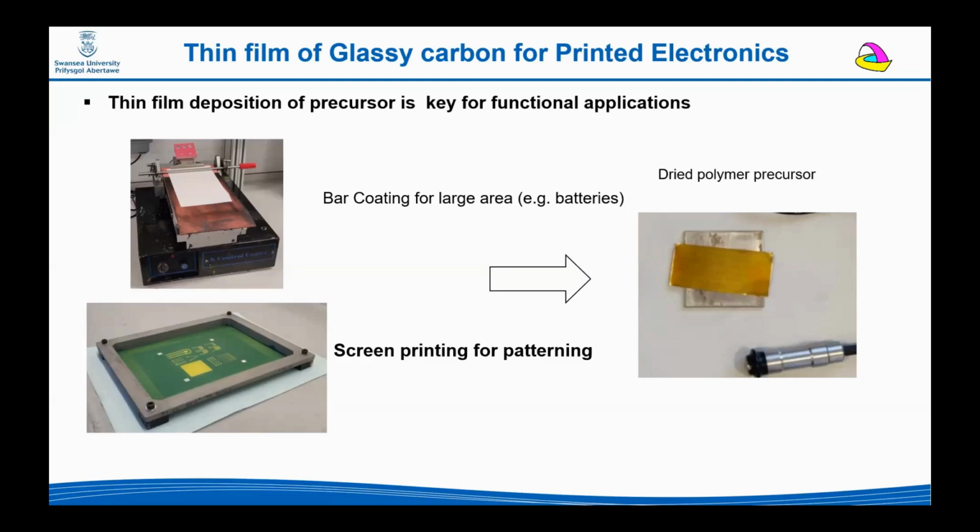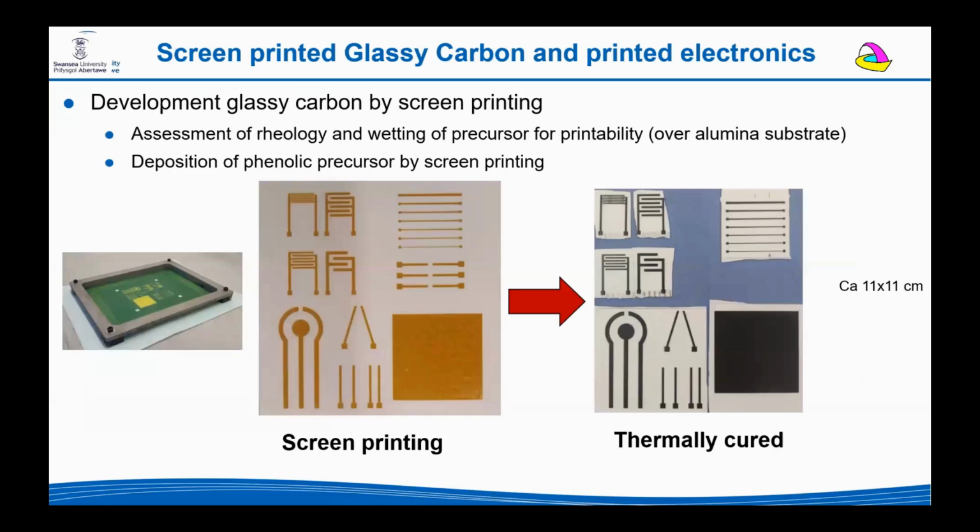Control the deposited thickness of your materials. You want the deposited thickness to be highly controlled and uniform across the board. Good. So we developed, especially Brent, our student, a lot of work and processing to improve screen printing of the glassy carbon precursor resins. Here is an example of cured resins, and on the right, an example of carbon cured resins.